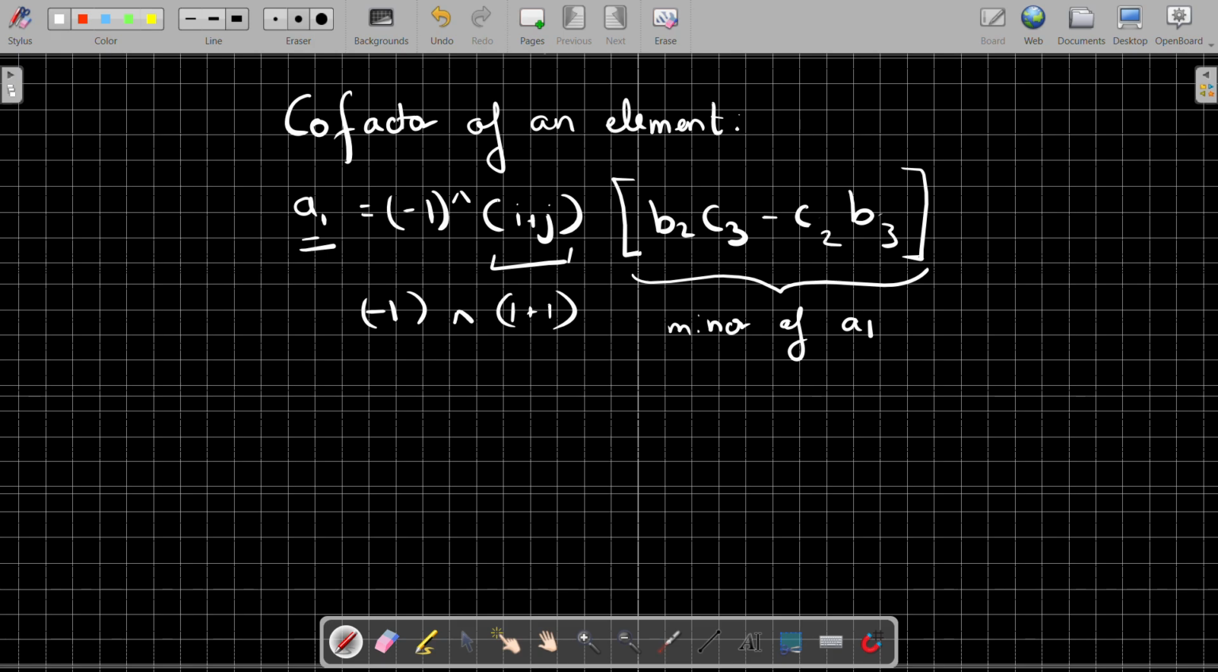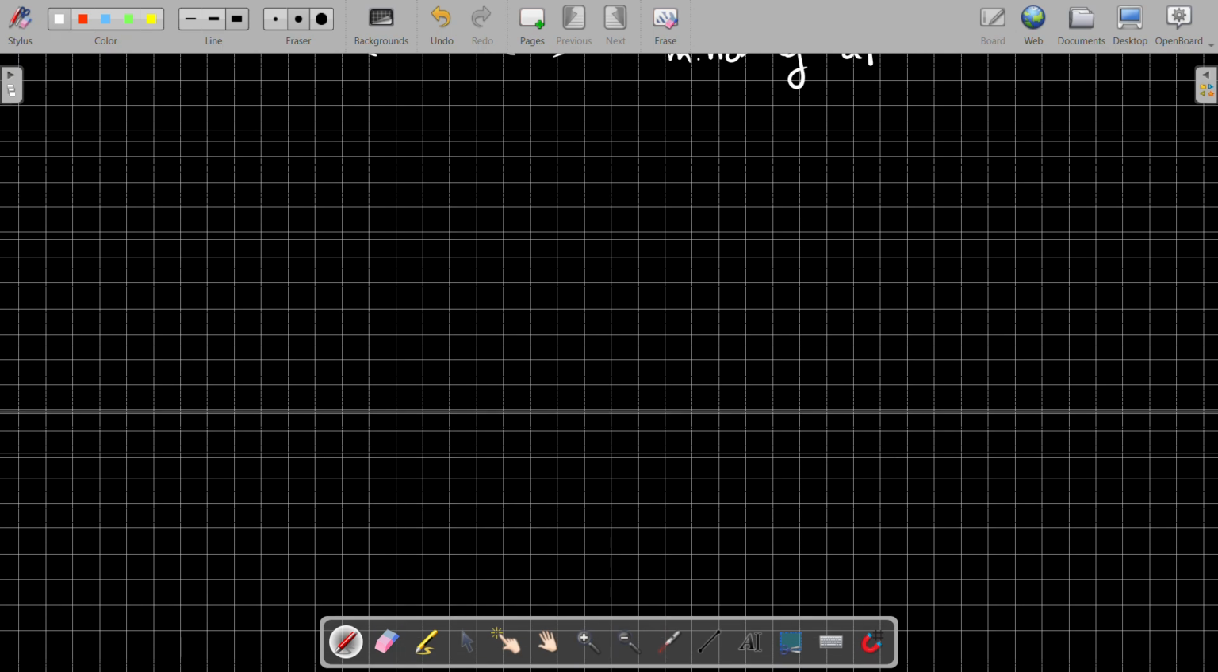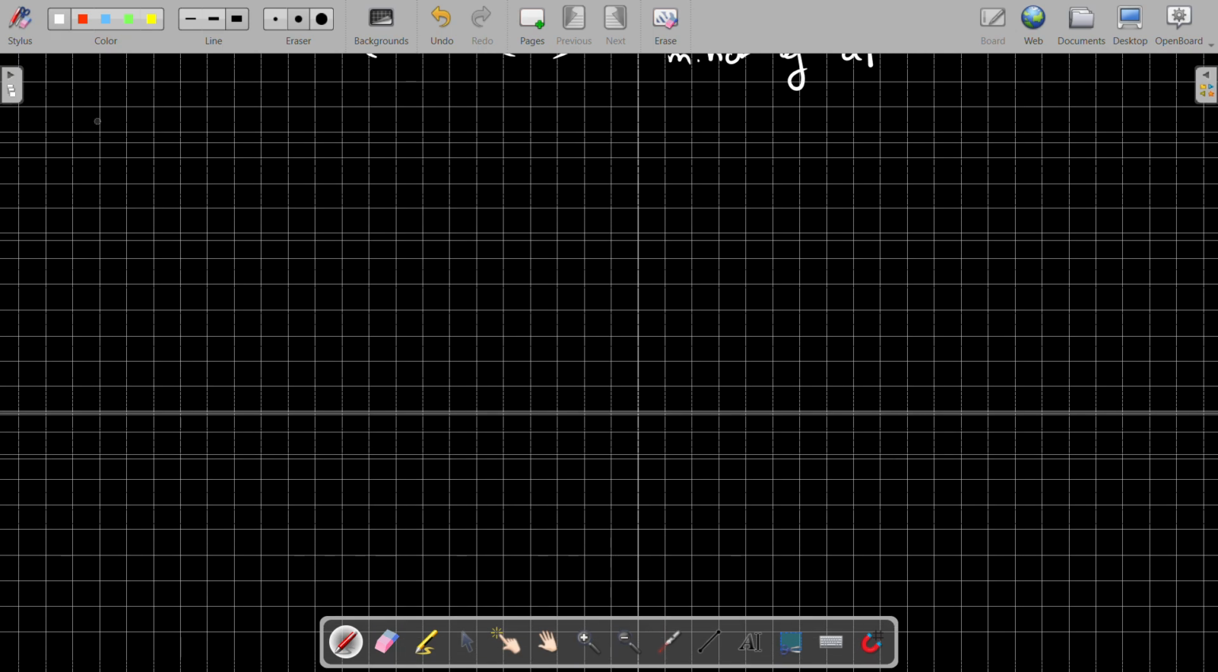So now, for an example, we will take one 3 by 3 matrix and we will calculate the minor of every element and the cofactor of the same element. So let's write our example matrix here to the side. The example matrix is 1, 0, -2, 3, -1, 2, 4, 5, 6.